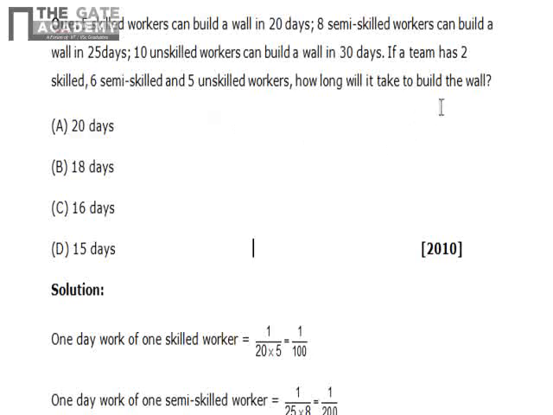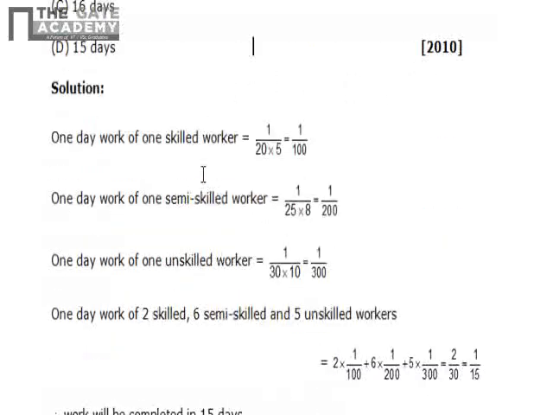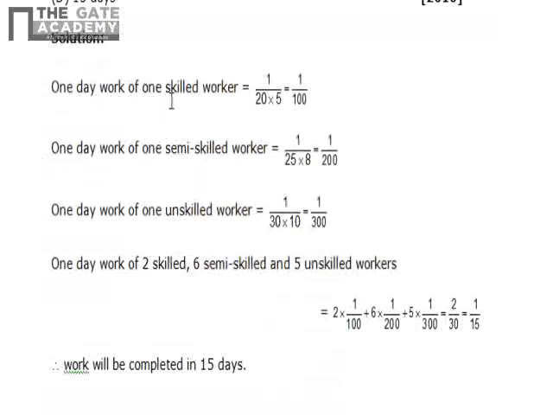Now to solve this, we'll start as: 1 day work of 1 skilled worker is 1 upon 20 into 5, because the work given is of 5 skilled workers, so 1 by 100. Similarly, 1 day work of 1 semi-skilled worker is 1 by 200. 1 day work of 1 unskilled worker is 1 by 300. So 1 day work of 2 skilled, 6 semi-skilled and 5 unskilled workers can be found by this formula. It's very easy: 2 into 1 by 100, 6 into 1 by 200, 5 into 1 by 300, which is equal to 1 by 15. That means the work will be completed in 15 days. So your answer is option D.